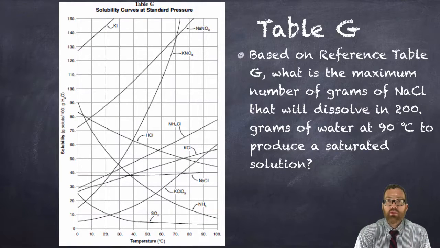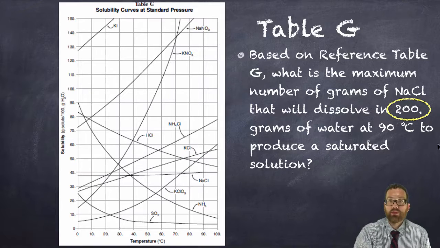Next, based on reference table G, what is the maximum number of grams of sodium chloride that will dissolve in 200 grams of water at 90 degrees Celsius to produce a saturated solution? So they've changed our grams of water. You need to pay attention to that. We are at 200, not our normal 100. So that means whatever our answer is, we're going to need to double it.